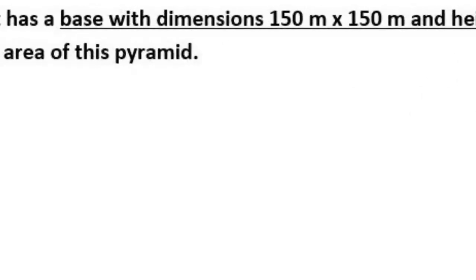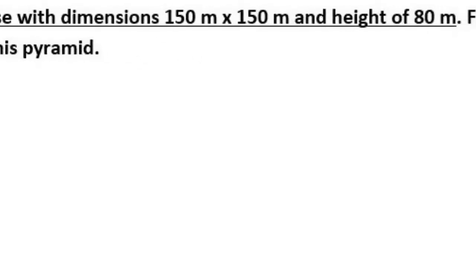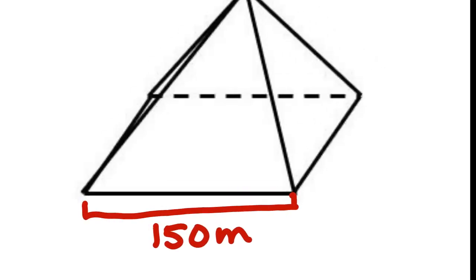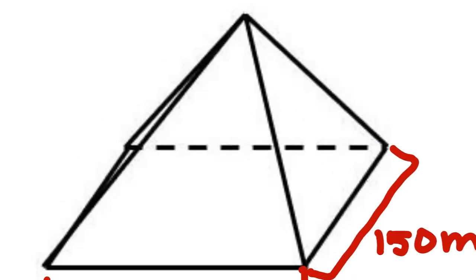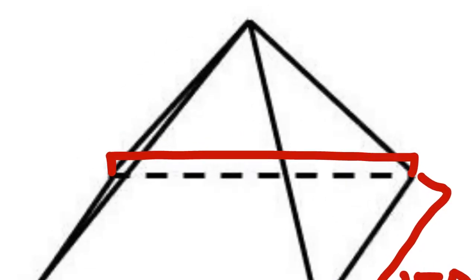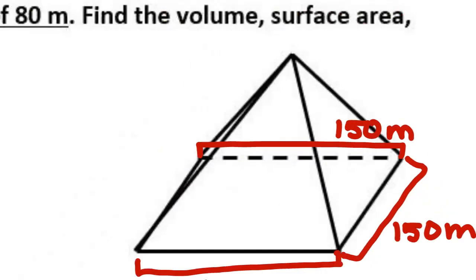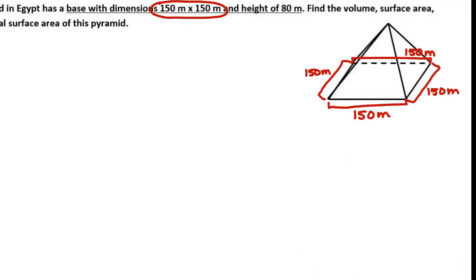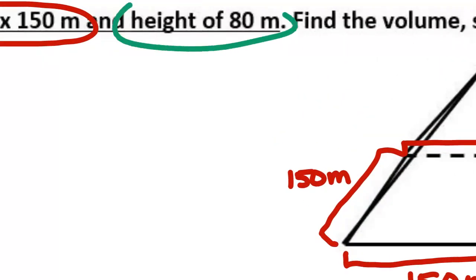All right, so it says we have base edges with dimensions 150 meters by 150 meters. So this right here is 150 meters. This over here is also 150 meters, which means in the back, this is 150 meters. And this side over here is also 150 meters. The base is a square. We also know the height is 80 meters.